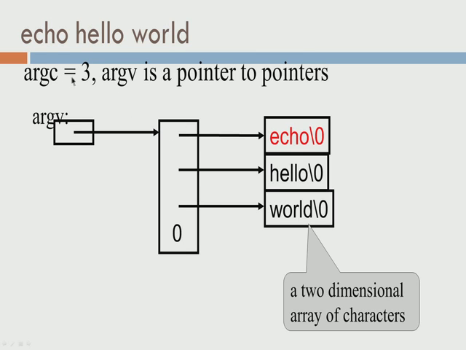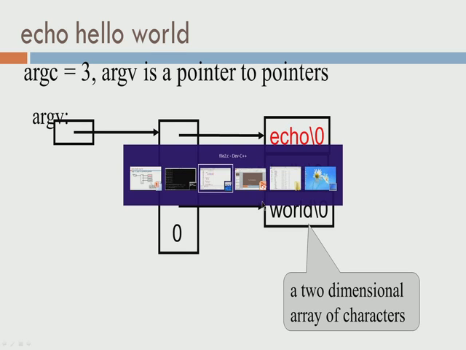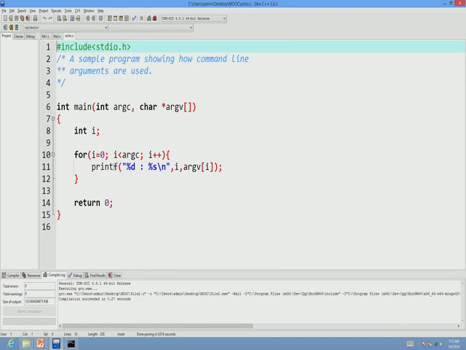So what really happens is you get argc equal to 3, and argv is a pointer to a pointer, and what do you have? You have 3 pointers which are pointing to echo, hello, and world. Remember, these are strings, so you have a \0 at the end, and the 4th pointer actually points to null. So you have in some sense a 2-dimensional array of characters.